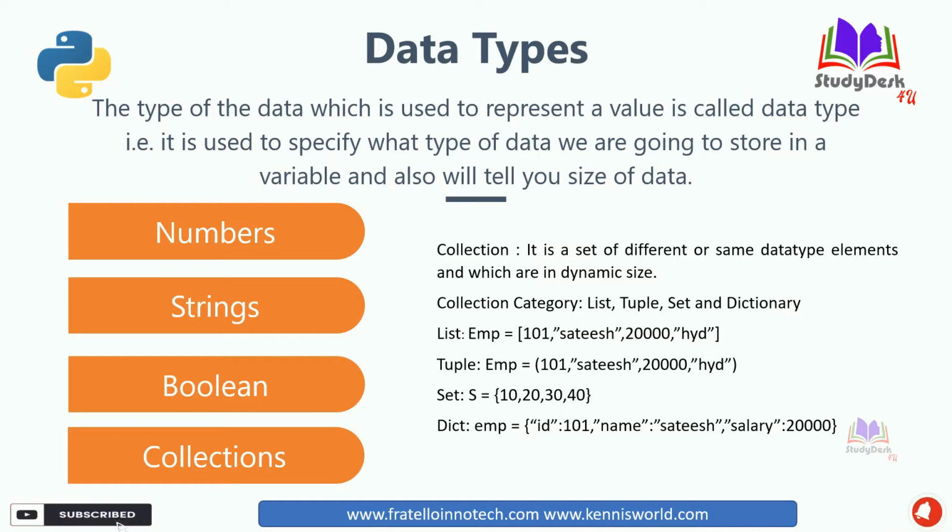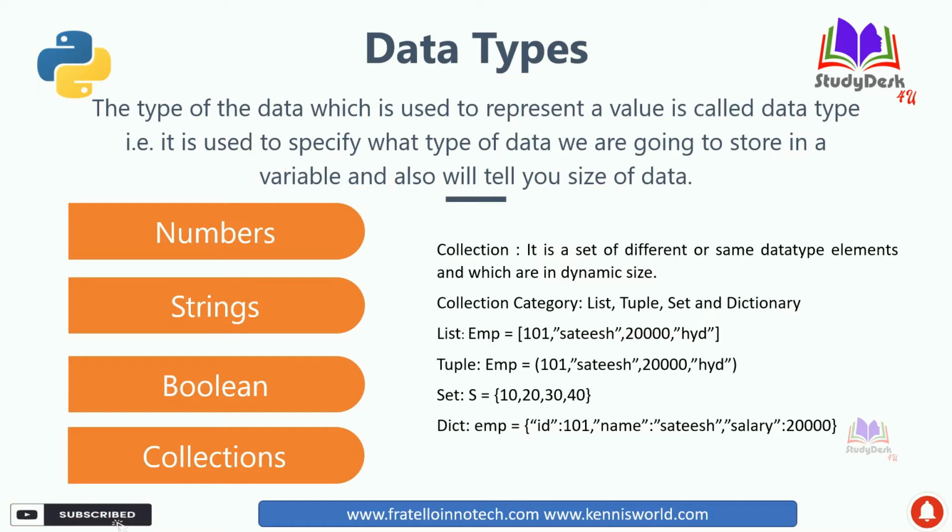So in Python, we have four types of collections: list, tuple, set, and dictionary. A list is a collection of same or different data type elements, and it is mutable. Mutable means the data we have stored in a list we can change later on in the program. But with a tuple, we can't modify the data. It's just like a constant, so it is an immutable object.